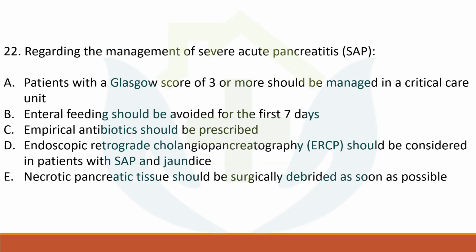Patients with Glasgow score of 3 or more should be managed in critical care unit. Enteral feeding should be avoided for the first 7 days. Empirical antibiotics should be prescribed. ERCP should be considered in patient with SAP and jaundice. And necrotic pancreatic tissue should be surgically debrided as soon as possible.